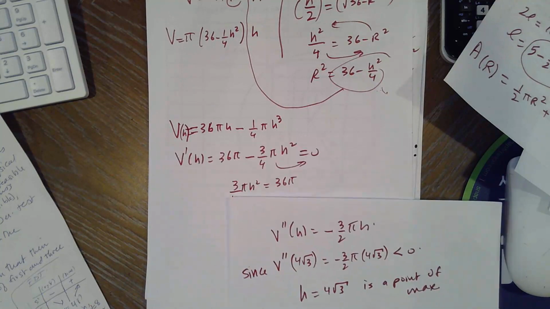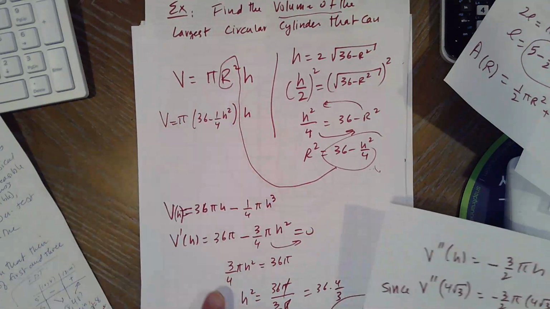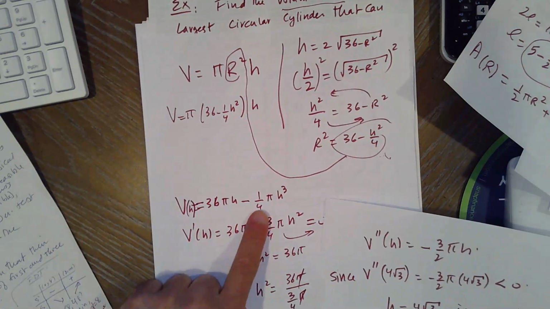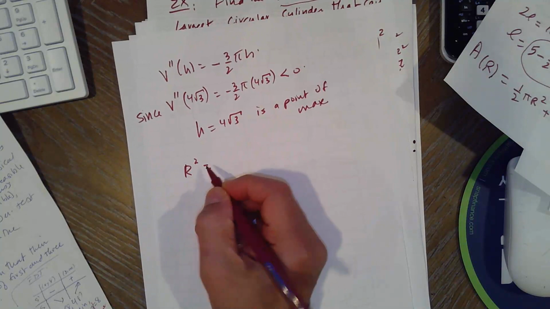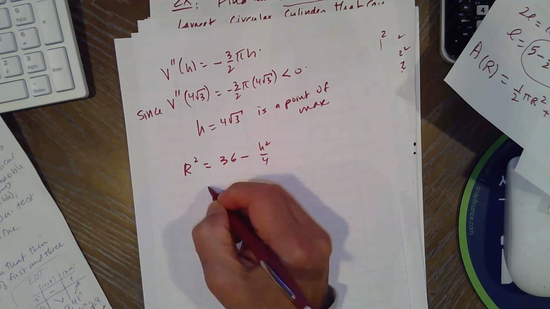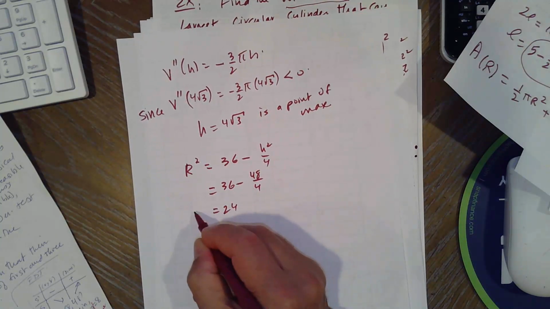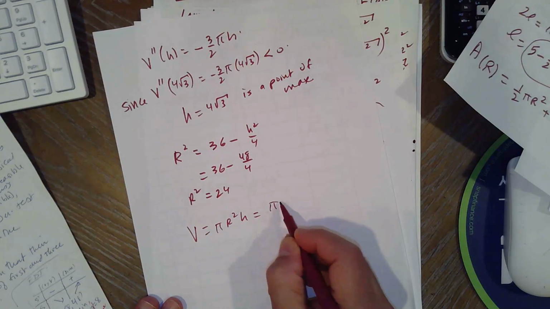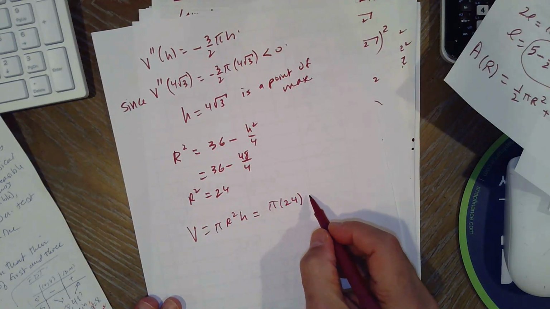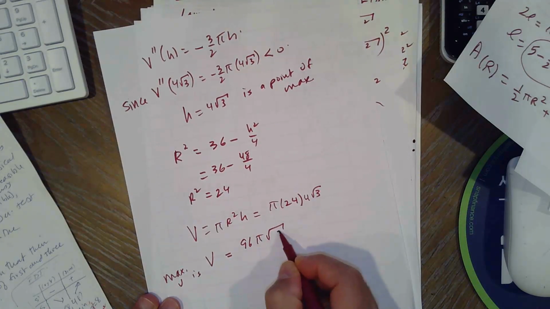Okay, so now we want to find V. So to find V easily, we need r or r squared. We can do it in here for h, but it's easier if we just find r squared, because r squared is 36 minus h squared over 4. So h squared is 48. 48 over 4 is 12. So 36 minus 12 is 24. So V equals pi r squared h. It's 24 times 4 root 3. So the maximum V is 96 pi root 3 centimeters cubed.